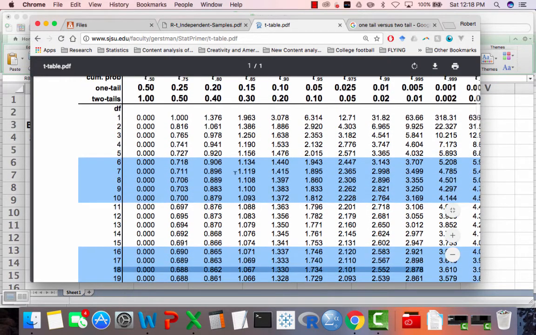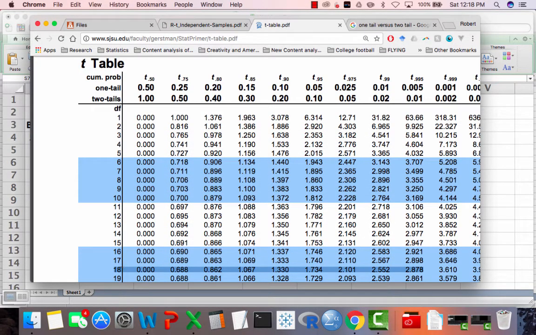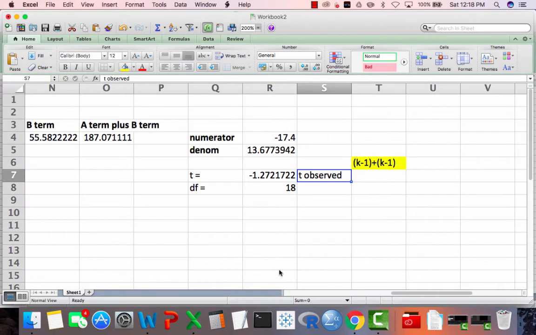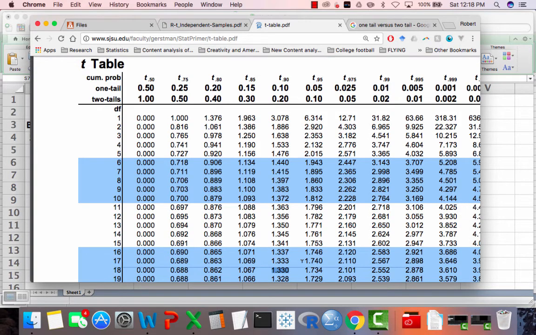This table is of t critical values. So we call these t critical values. And remember, this one is our t observed value. So let's see if we can find a t critical value that is close to our t observed value in this row for degrees of freedom 18. If I scan over, I can see that we go 1.067, 1.330, 1.734. Now, there is no 1.27. But there is a 1.33, which is pretty close to our 1.27.